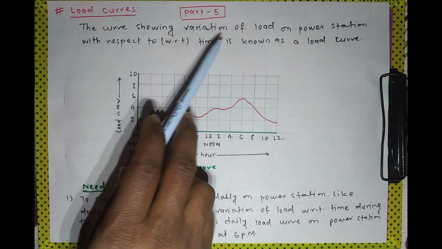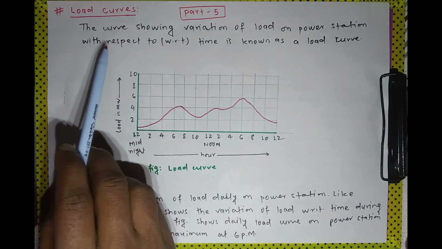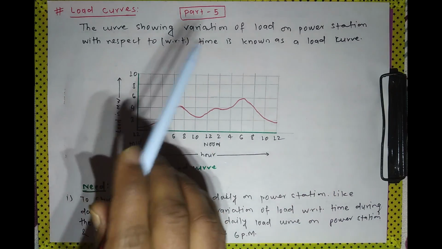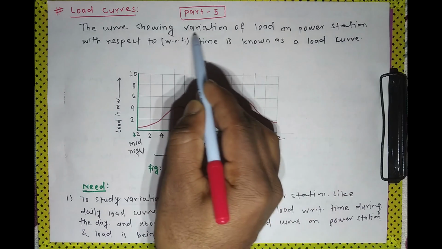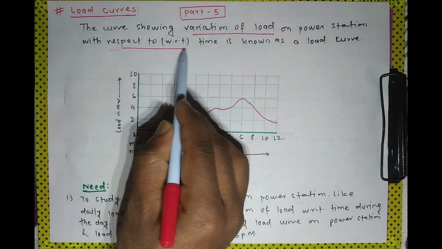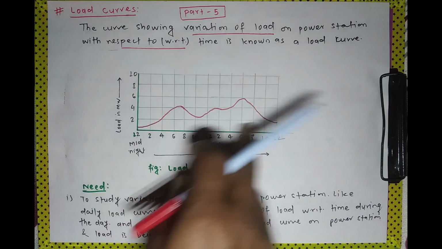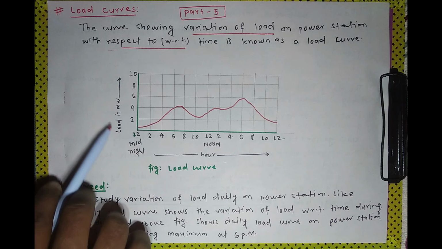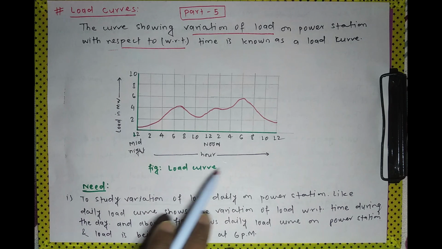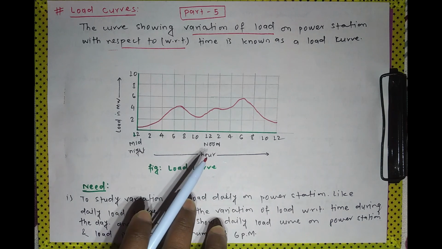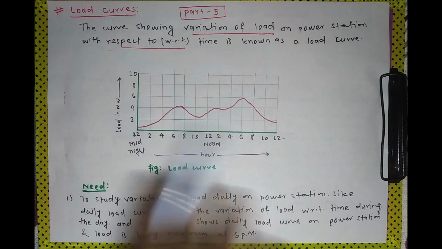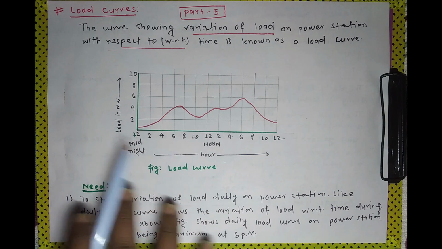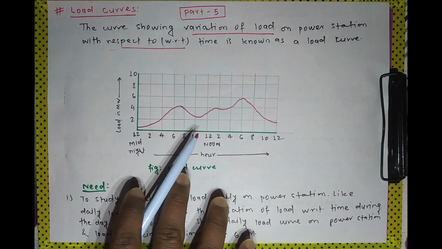The curve showing variation of load on the power station with respect to time is known as load curve. This is our load curve, and on the x-axis there is load in megawatt, on the y-axis there is time, which may be in hours, days, months or years, etc.